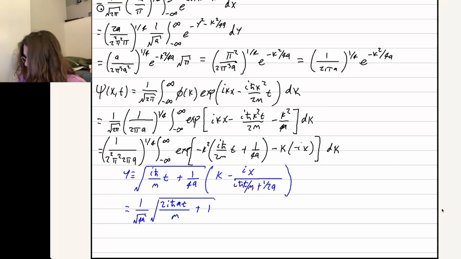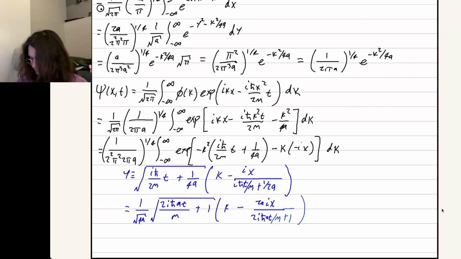And truly there should be a 2 here, and now the math makes sense to me. But then also in here we want to multiply this fraction by 2a on the top and the bottom, so we'll have 2aix over 2i h bar at over m plus 1, right?